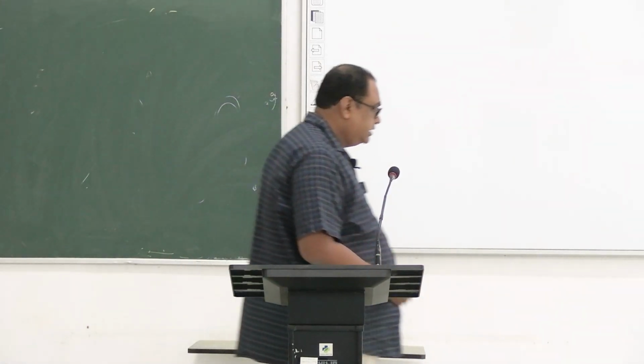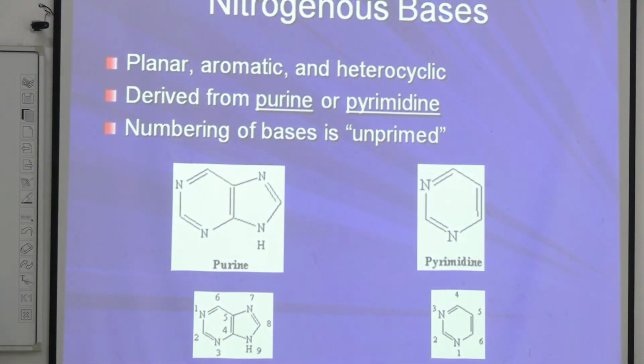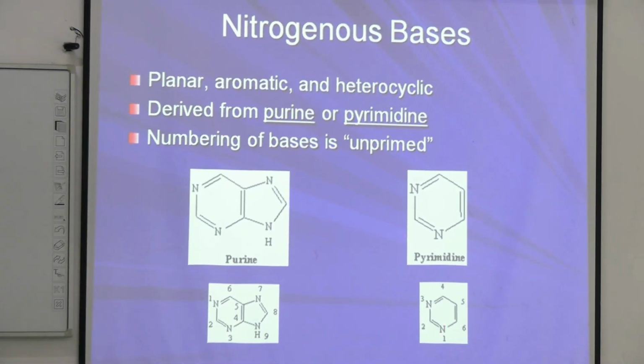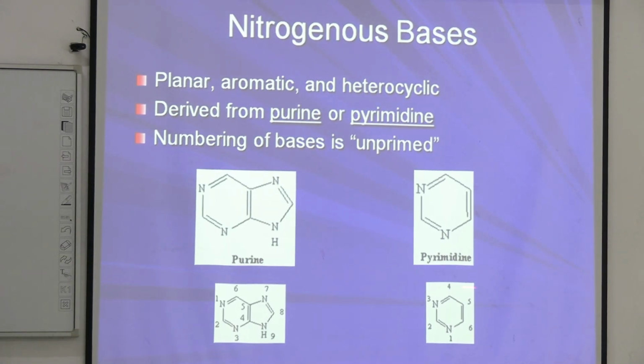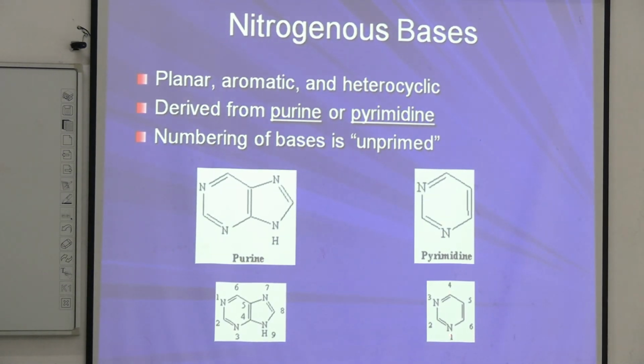So purine and pyrimidine, these two rings. Purine ring is formed by fusion of one imidazole ring and one pyrimidine ring. Okay. How are they numbered? See the numbering. Pyrimidine ring is numbered clockwise, starting from the bottom nitrogen. These are all heterocyclic rings. So we start clockwise 1, 2, 3, 4, 5, then 6. 1 and 3 are nitrogen.